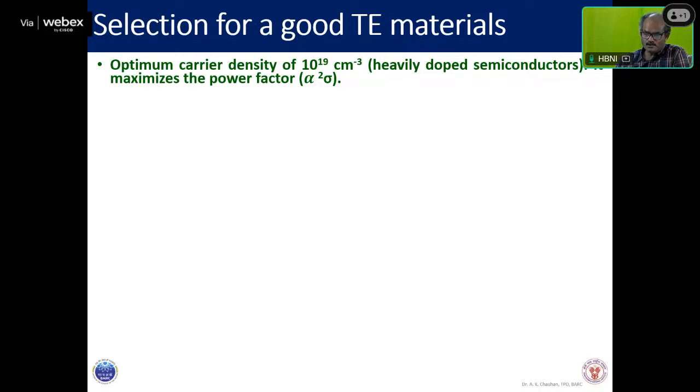Now, selection for a good thermoelectric material. What all these things depend on, like electrical conductivity or thermal conductivity, is the carrier density. So how many carriers are there in that material plays a very important role in determining the property. The optimum carrier density is approximately 10 to the power 19 per centimeter cube, and this is for heavily doped semiconductors. It maximizes the power factor alpha square sigma.